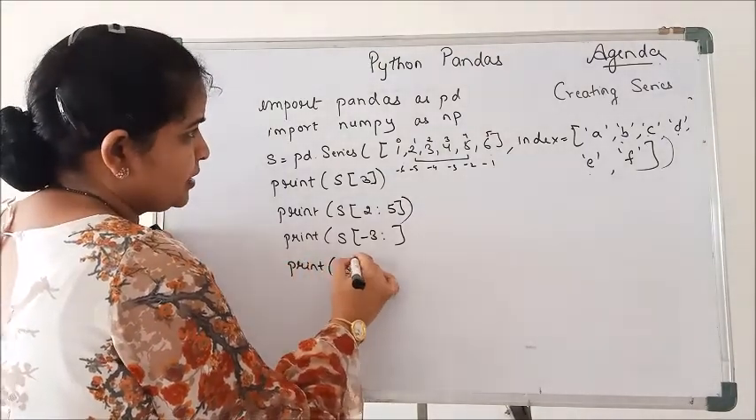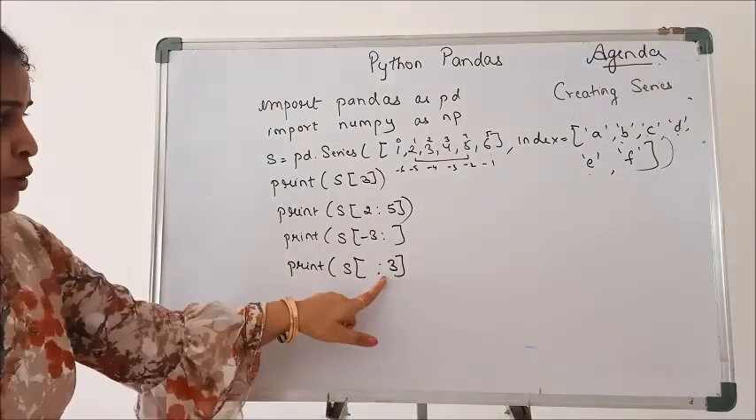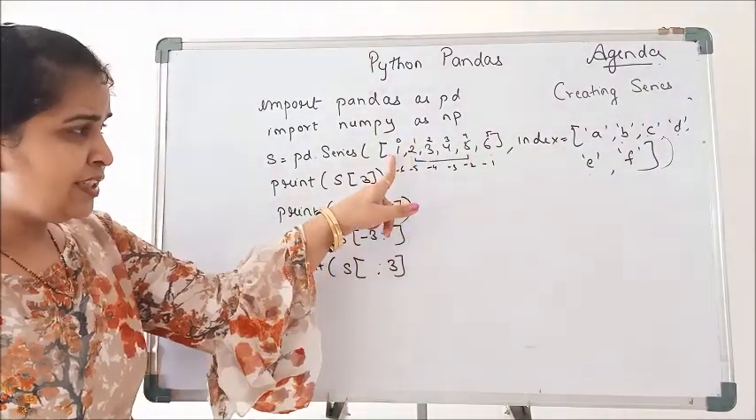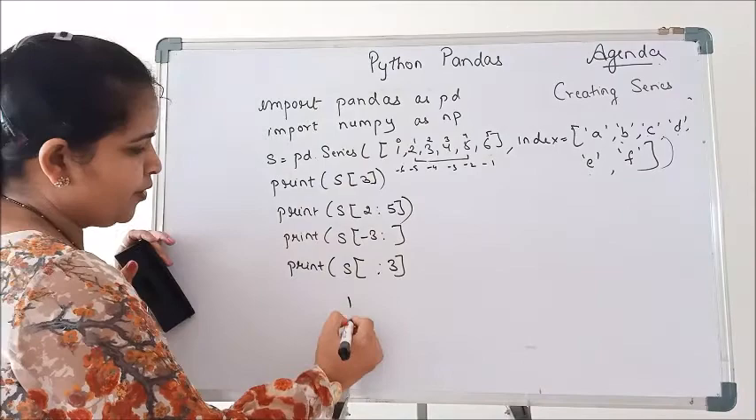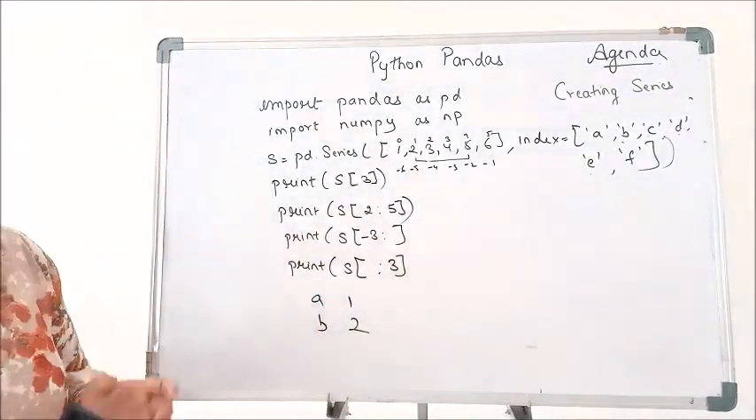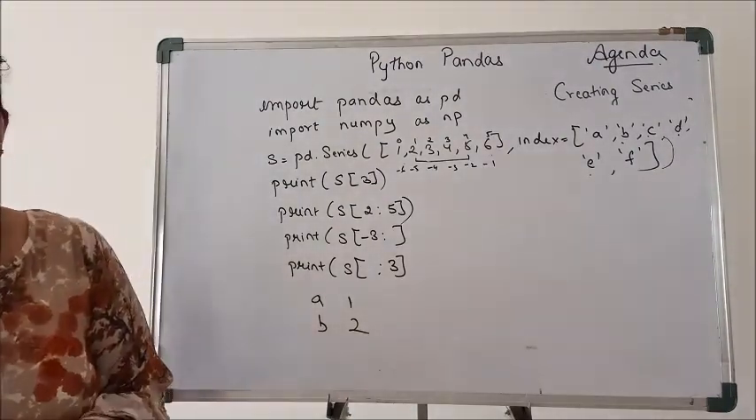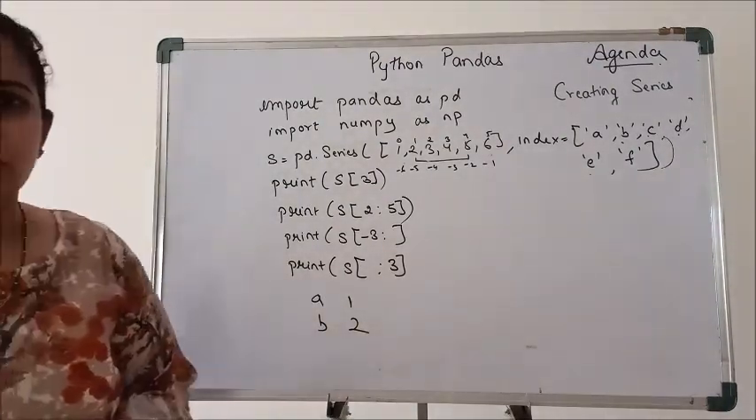Print S. Suppose 1:3. The upper limit is exclusive, 3, which means only these two values will be printed: 1, 2. The index will be A and B. In this way, using slicing, we can access multiple elements of the series. So I will demonstrate this on my laptop.